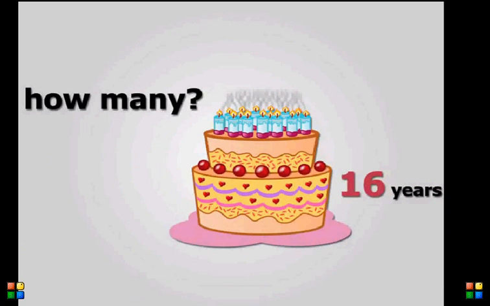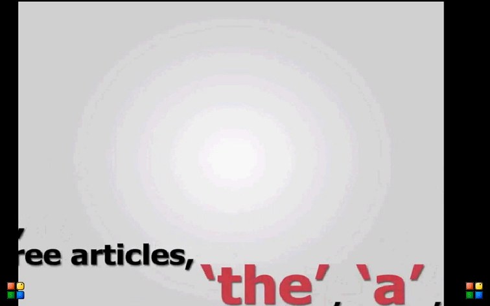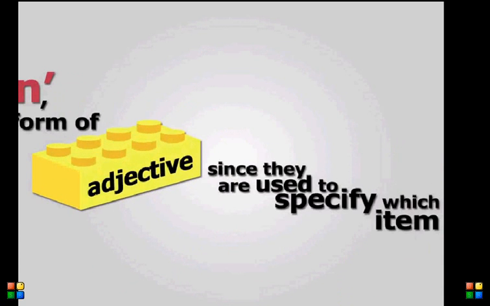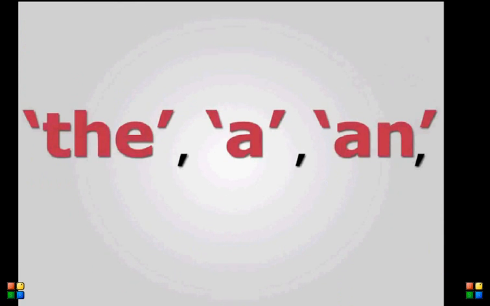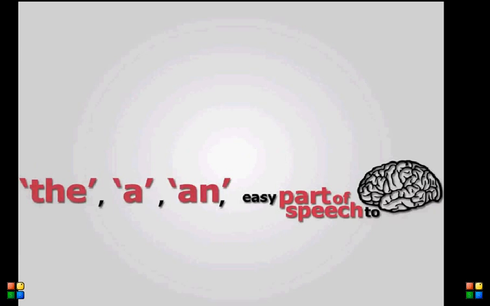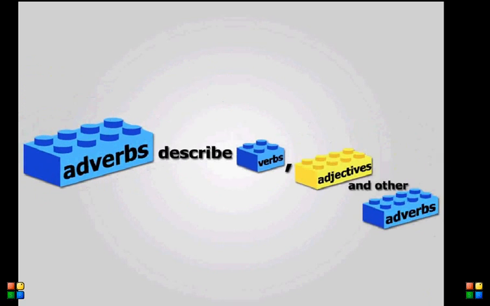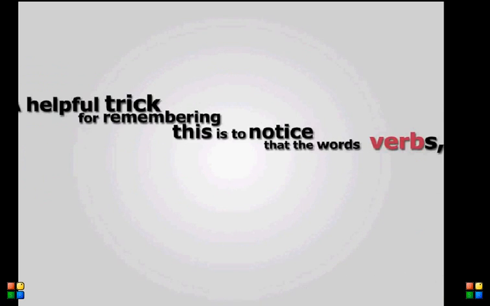By the way, the three articles, the, a, and an, are a form of adjective, since they are used to specify which item you're referring to. There are only three, making them an easy part of speech to remember. While adjectives describe nouns and pronouns, adverbs describe verbs, adjectives, and other adverbs. A helpful trick for remembering this is to notice that the words verbs, adjectives, and adverbs all contain at least part of the word adverb.